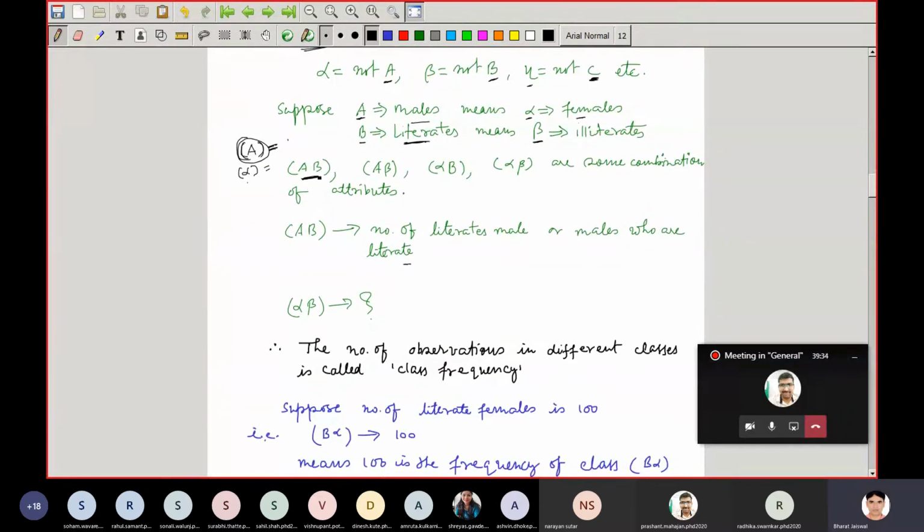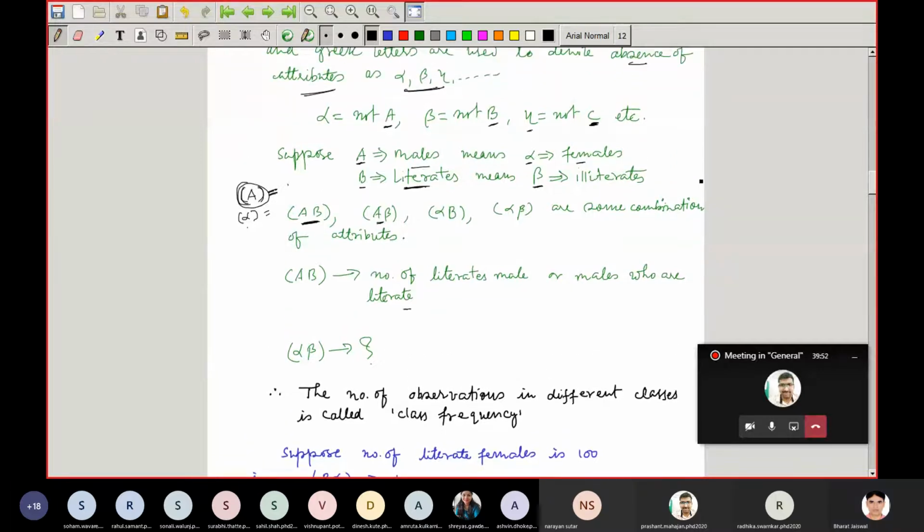So this is the class having the attributes A and B. Now the question is, what about this class A beta? A means males, and beta means those who are not literate, that is, illiterate. So it stands for the number of males who are illiterate.